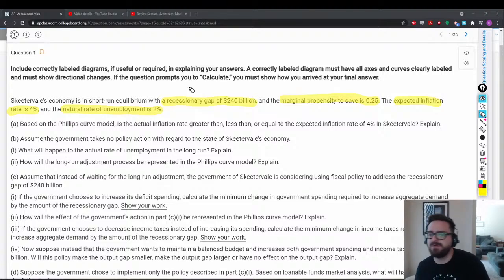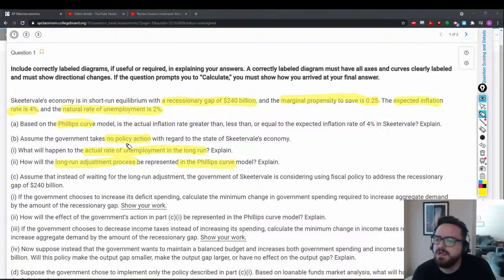Okay, so we've got A. Based on the Phillips curve model, this is my reading time still. I see Phillips curve, I underline it. I'm ignoring the question: assume the government takes no policy action. Okay, what'll happen to the actual rate of unemployment in the long run? Terrifying. How will the long run adjustment process be represented in the Phillips curve model?